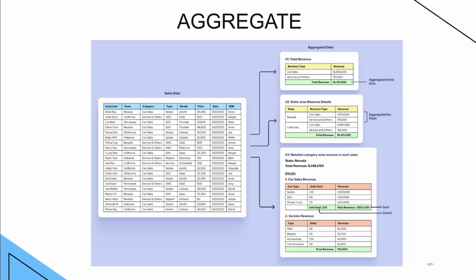And on the third section, you can see that we are getting the sum and the number of total revenue. So this is how you can use the group by and the aggregate feature in Zoho Writer.